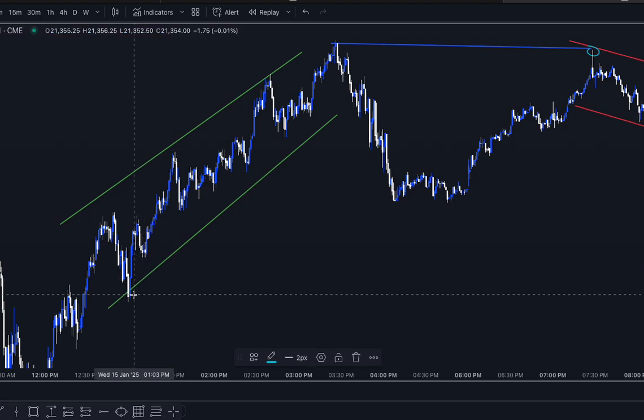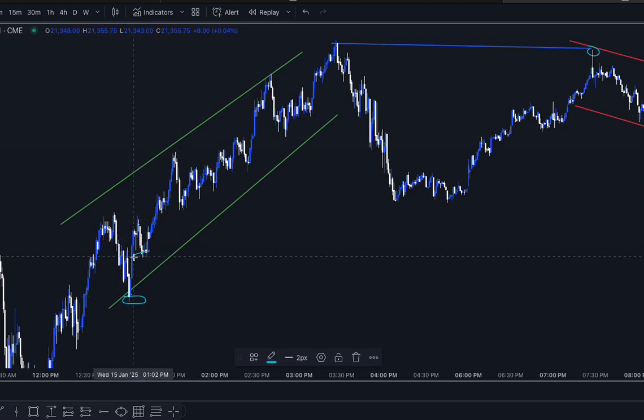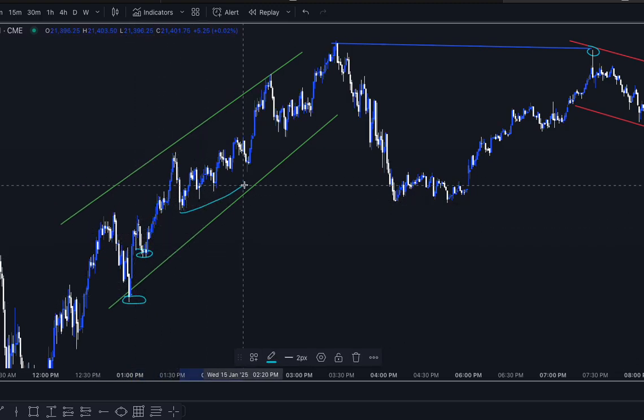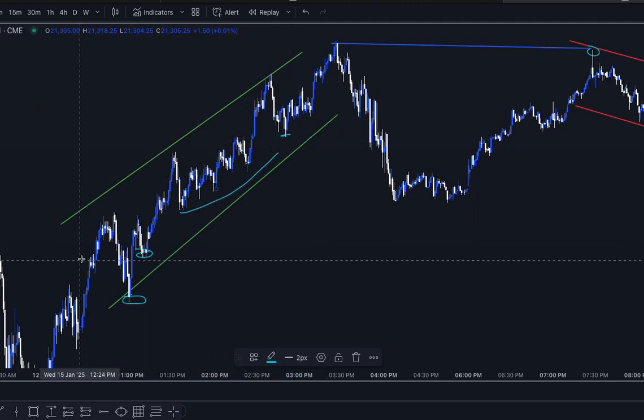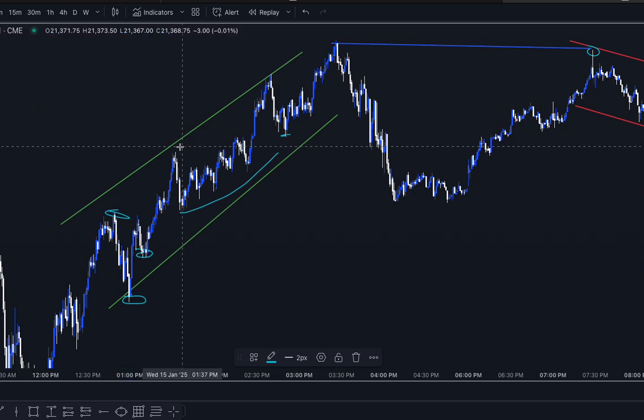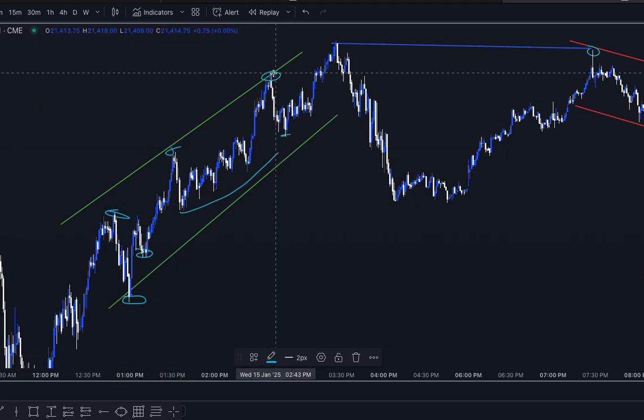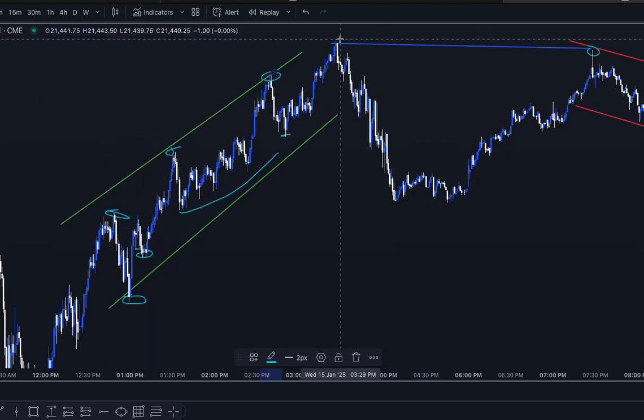We've got the higher lows all the way up the board. These guys, these guys, these guys. Then we got higher highs all the way up the board. These guys, this guy. Now what does it take for a change in state of delivery?